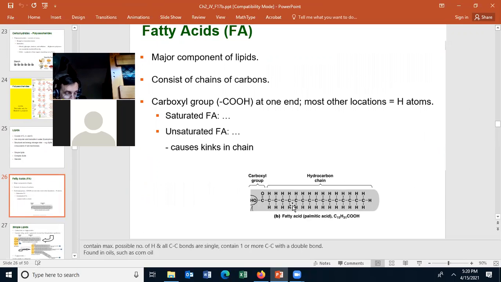For a saturated fatty acid, we have the maximum hydrogens possible on the carbon. And the carbons are bound together with a single carbon bond, a single covalent bond. That's a saturated fatty acid. For an unsaturated fatty acid, you have at least one double carbon bond in the carbon linkage. And that makes the entire molecule an unsaturated fatty acid.